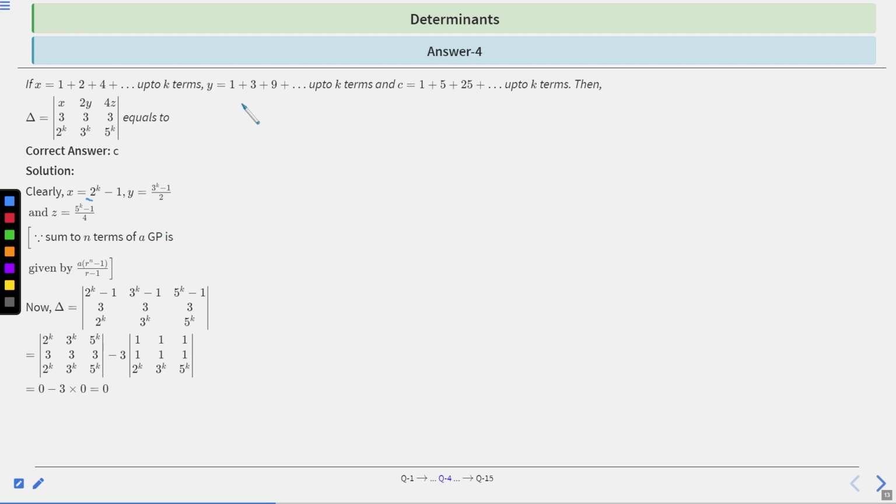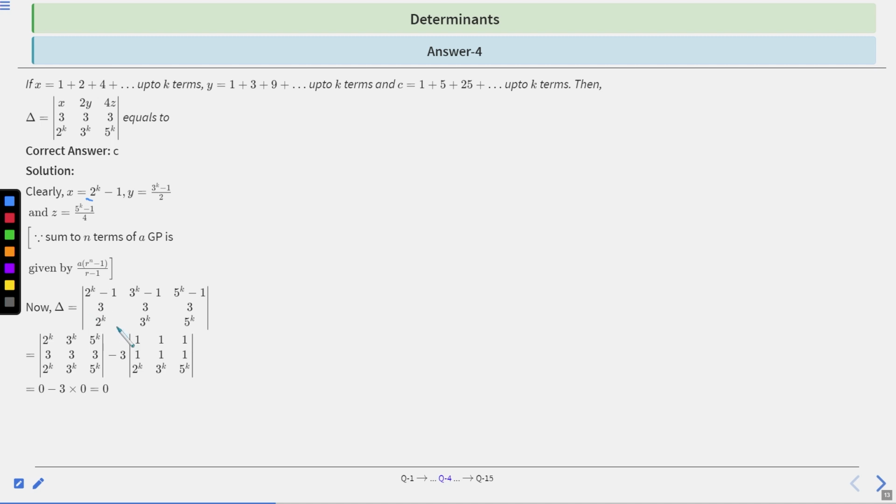Y can be calculated here. It is again in GP: 3 to the power k minus 1 upon 3 minus 1, which is 3 to the power k minus 1 upon 2. Z is 5 to the power k minus 1 upon 5 minus 1, which is 5 to the power k minus 1 upon 4. Now, since the sum of n terms of a GP is given by this, right? So we have applied this one.